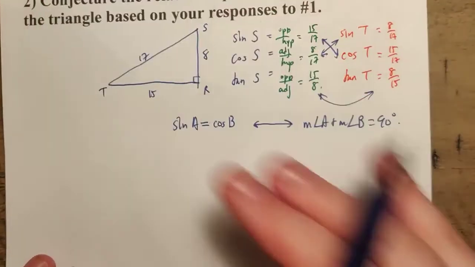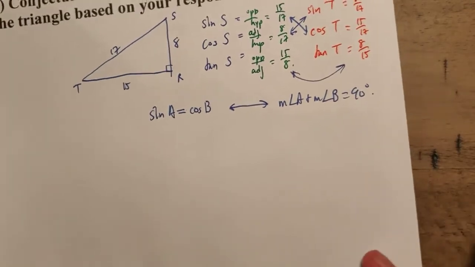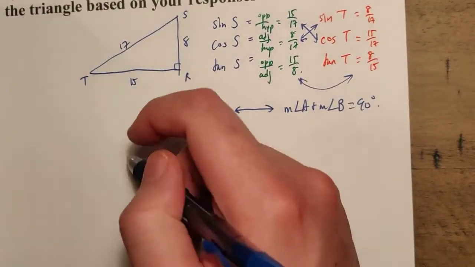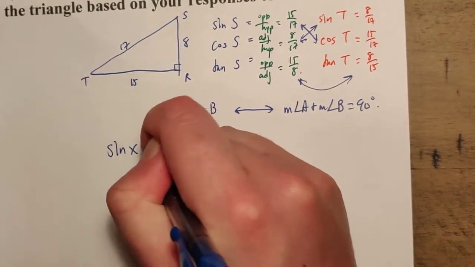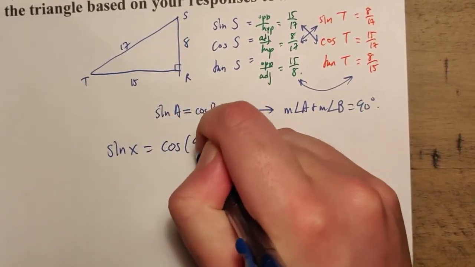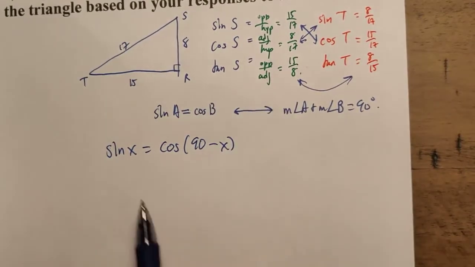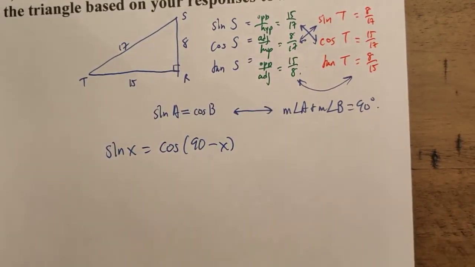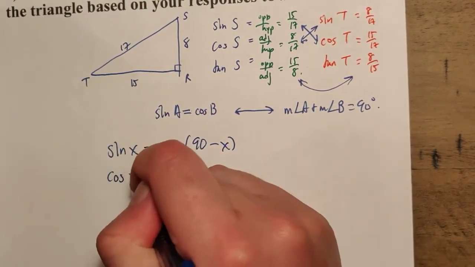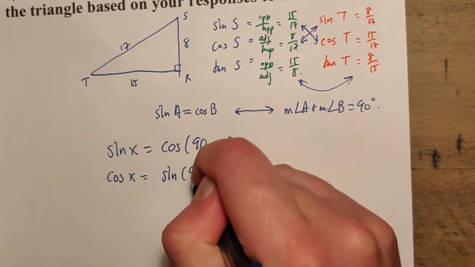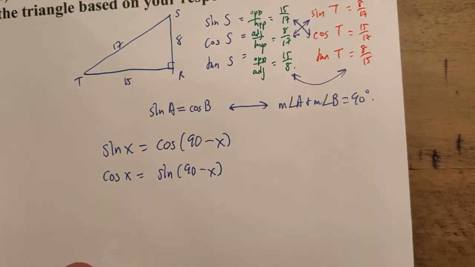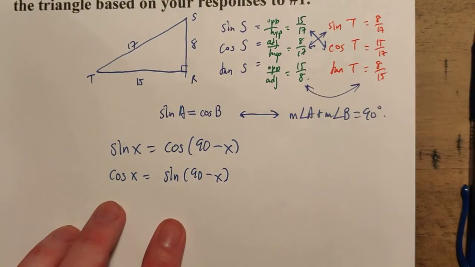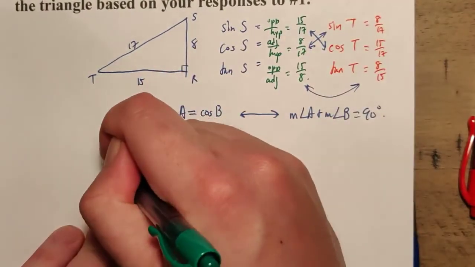I'll explain how this works, but you can go through this again and explain it for yourself just to make sure that everything's okay. You can show here that the sine of an angle x is going to be the cosine of 90 minus x. So if x is an angle, then you can look at its complement, 90 minus x, and be fine with it. Similarly, the cosine of x is going to be the sine of 90 minus x.